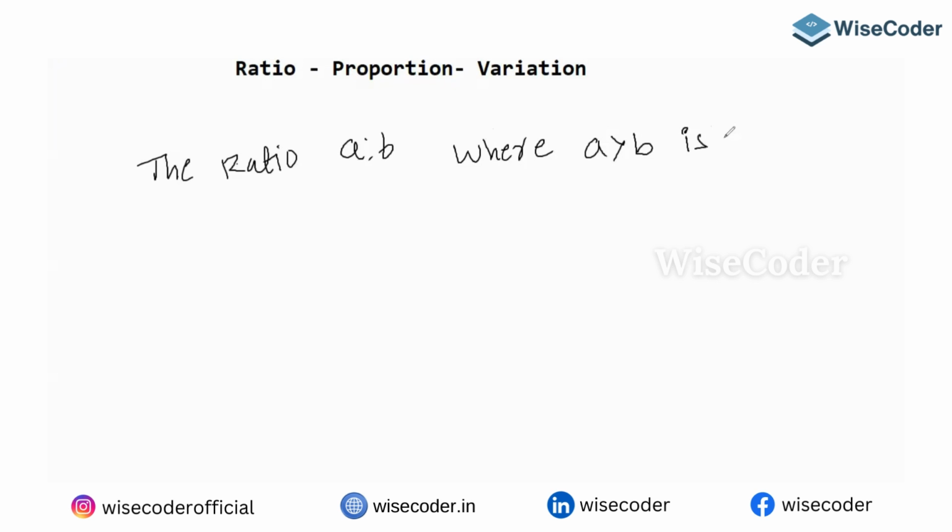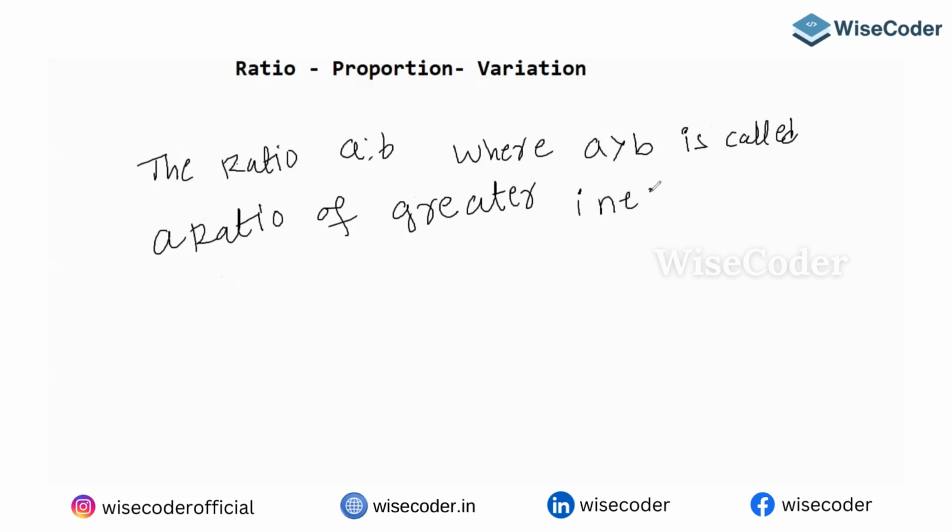This is called a ratio of greater inequality. I can take an example, which is 3 is to 2, meaning A is to B. So A is greater than B.